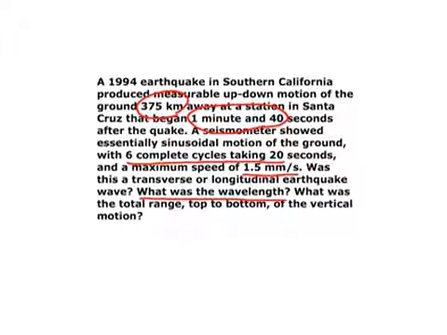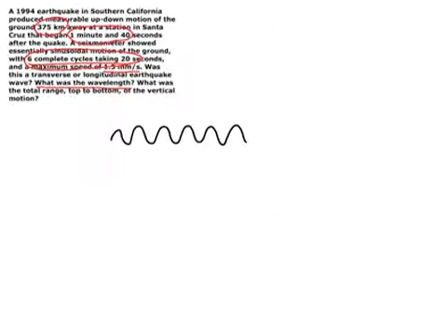Now, if we look at the data we're given for the wave, here's what we're told. We're told 6 complete cycles took 20 seconds. We can use that information to calculate the frequency of the wave. Because think about it, 6 cycles of the wave. If I drew a picture of a graph of the wave, and if I look at the vertical motion as a function of time, 6 cycles of the wave took 20 seconds.